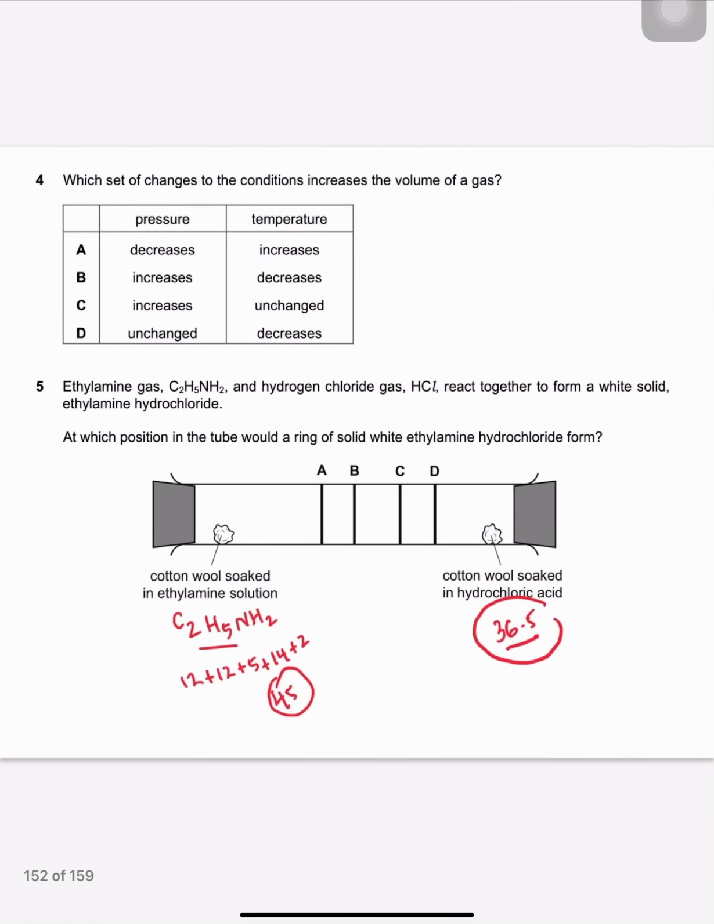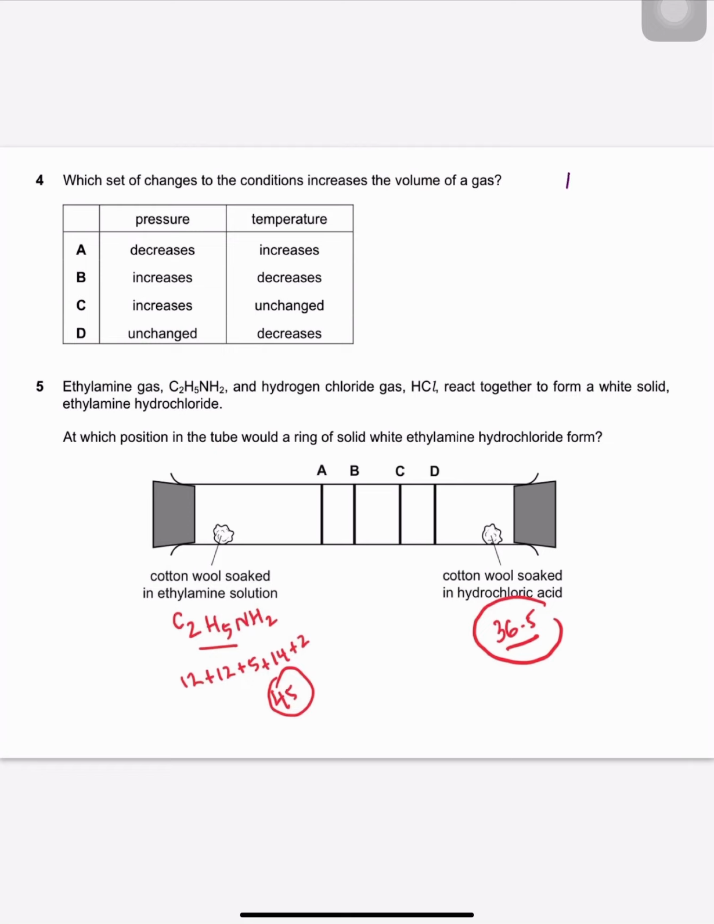Okay, great. I found another question. Which set of changes to the conditions increases the volume of the gas? By increase in the volume of the gas, I have just discussed Boyle's law and Charles' law with you, and here I can tell you that by increasing the temperature and by lowering the pressure, the volume of the gas can be increased.